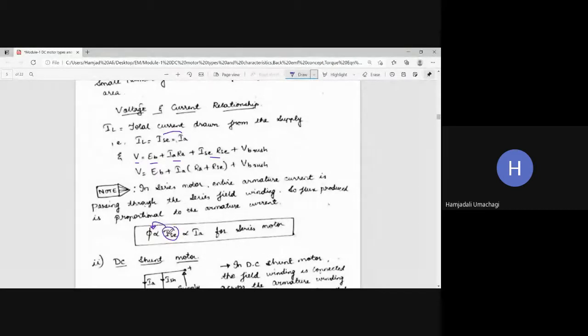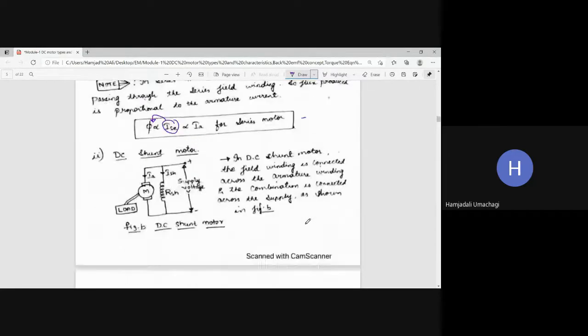So I can say that the flux is given by the two currents now. One current is, as usual, the field winding current, along with that the armature winding current, that is Ia. This is the flux equation for the series motor. So all these equations you need to write. This is the current equation, this is the voltage equation, and this is the flux equation. These equations you need to write.